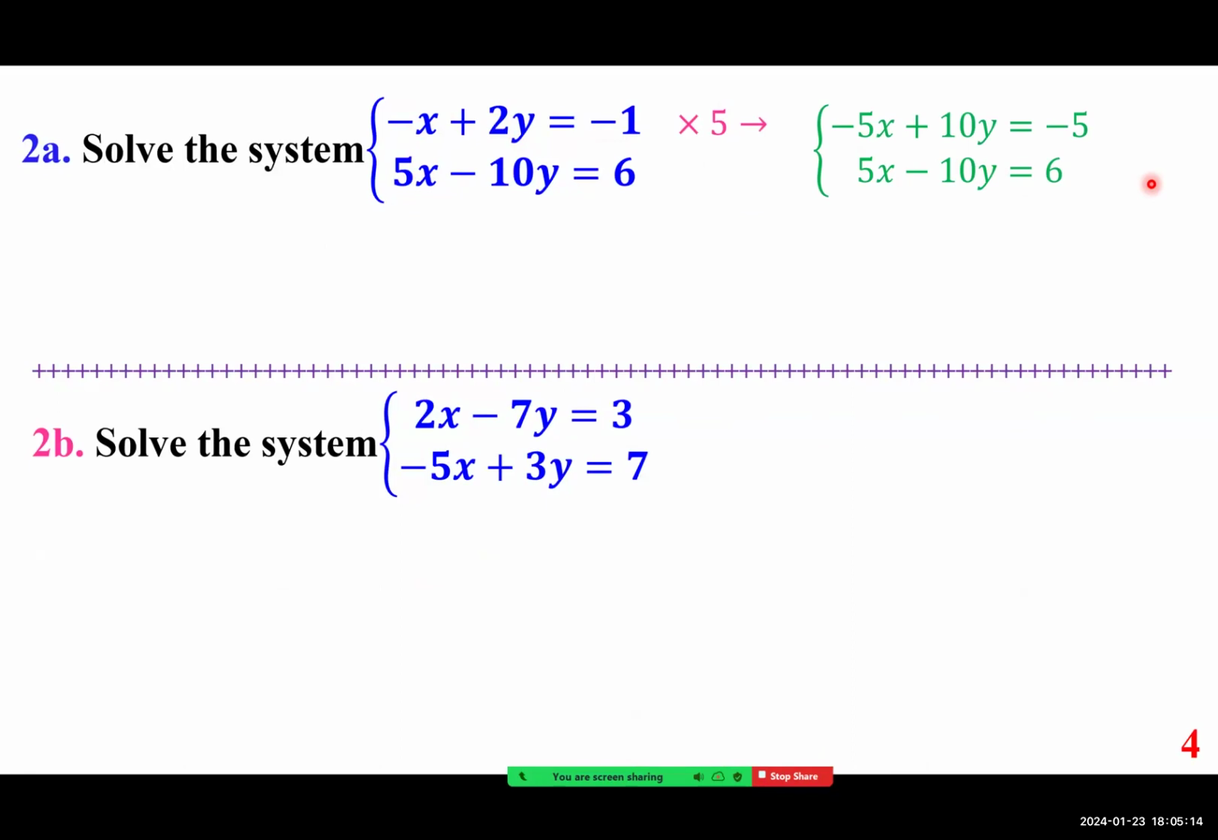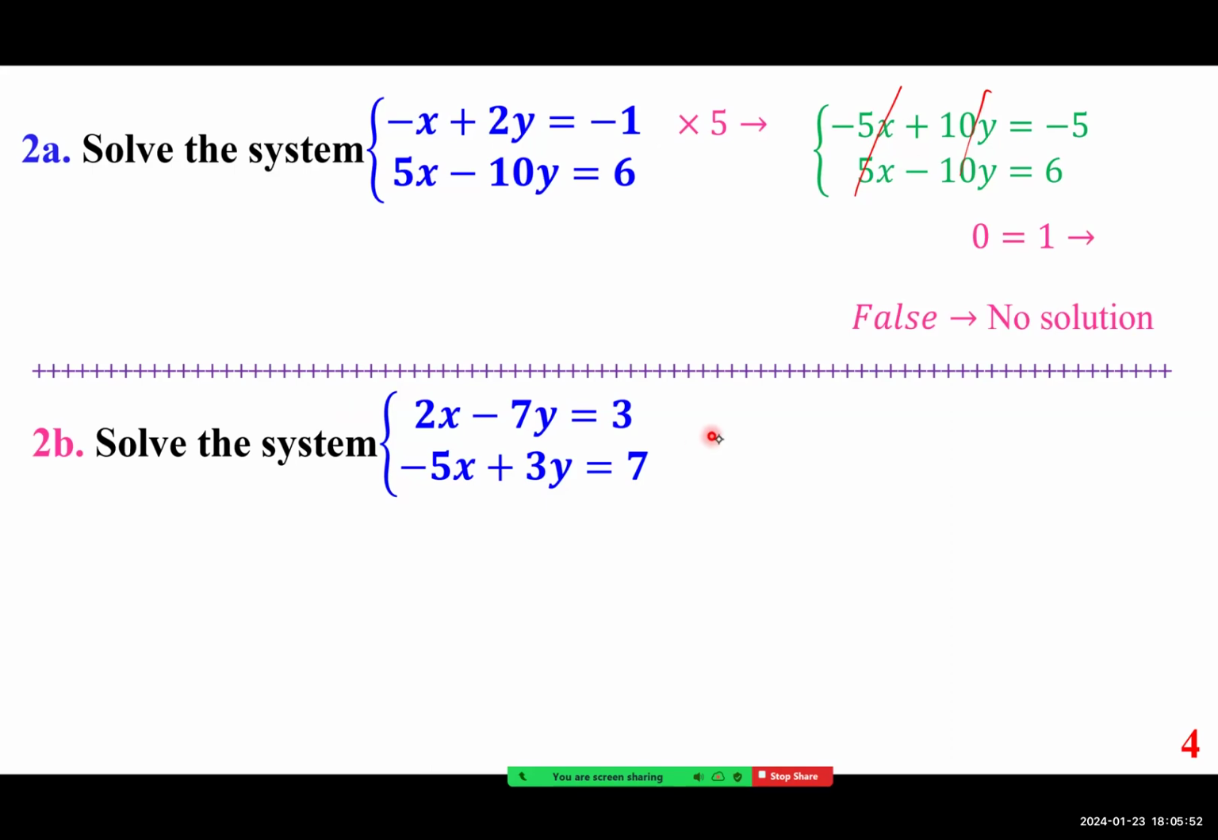Notice when we add them up, these two cancel each other. These two cancel each other. So the left side becomes 0. But the right side is not 0, it happens to be 1, any number. Is this a true statement? No. This is a false statement. That means no solution. That means we should have had parallel lines to begin with. So if we were to solve for y, we would notice that they have equal slopes, different y-intercepts.